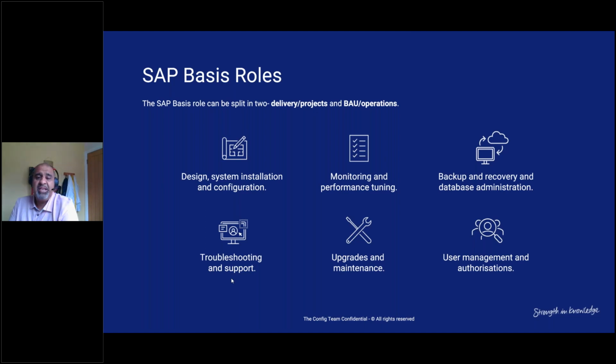The Basis role can generally be split into two: delivery and projects, which would be classed as set pieces of work that are completed over periods of time, and BAU operations, which is ensuring that the system is running optimally on a day-to-day basis and being maintained. Project work could include the design, sizing, and installation of new systems, or supporting new projects, for example, when the business is introducing new functionality. System upgrades and system migrations would usually be classed as project activity, and BAU operation tasks would be monitoring, performance tuning, troubleshooting, and providing day-to-day support.